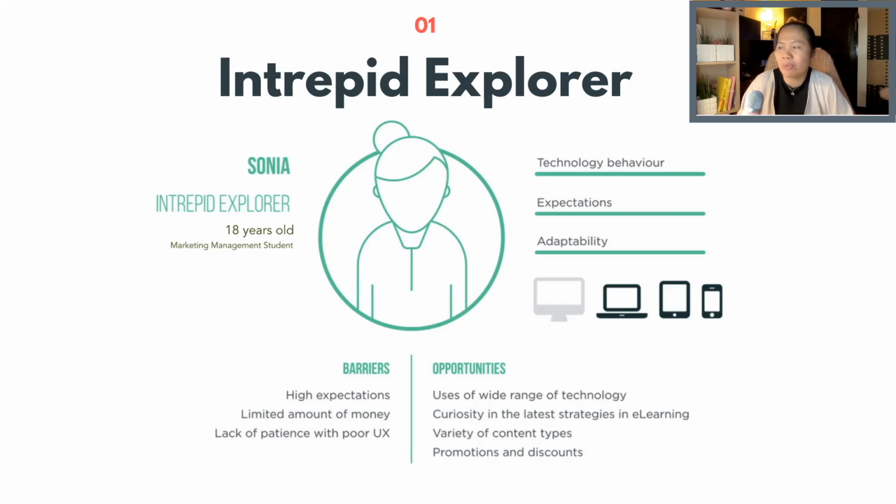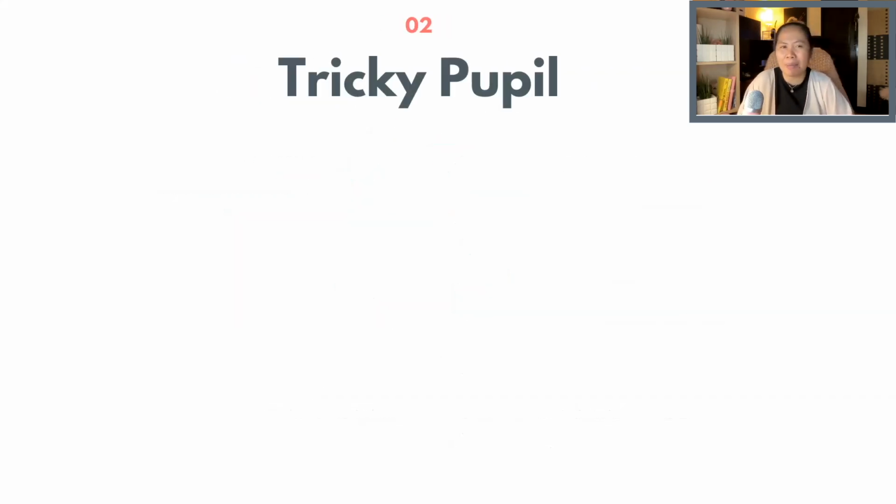Now, opportunities, of course, she can use a wide range of technology. She's very curious with the latest strategies in e-learning. She is exposed to a variety of content types, promotions, and discounts too. Now the question is, how will you design a learning experience for Sonia? Sonia is considered as an intrepid explorer, someone who actively seeks learning opportunities. Perhaps what you can do is to make her enjoy trying out new platforms and solutions because she is never satisfied with status quo.